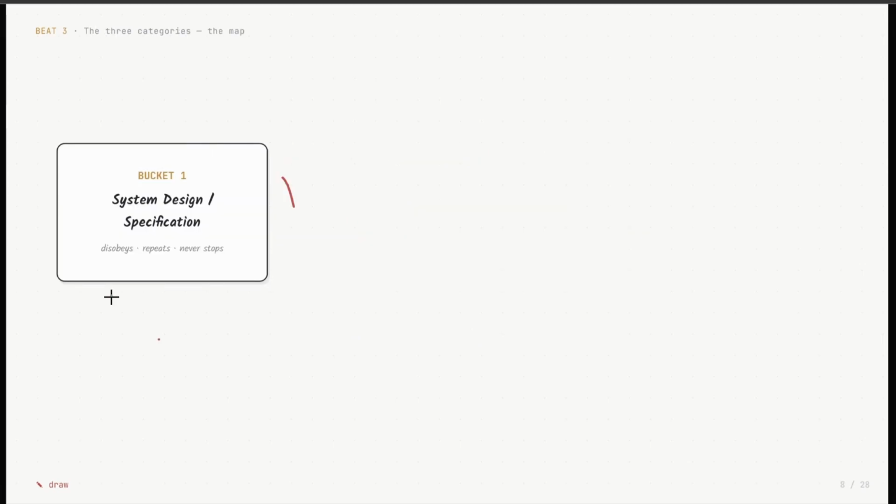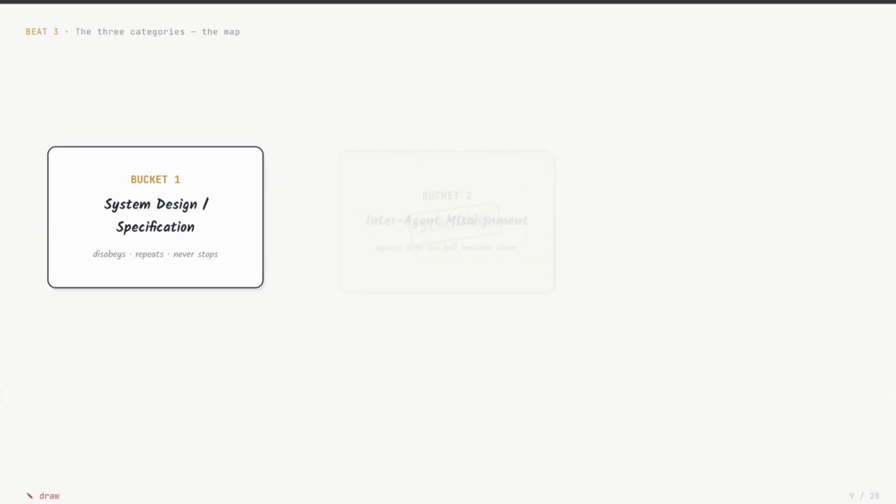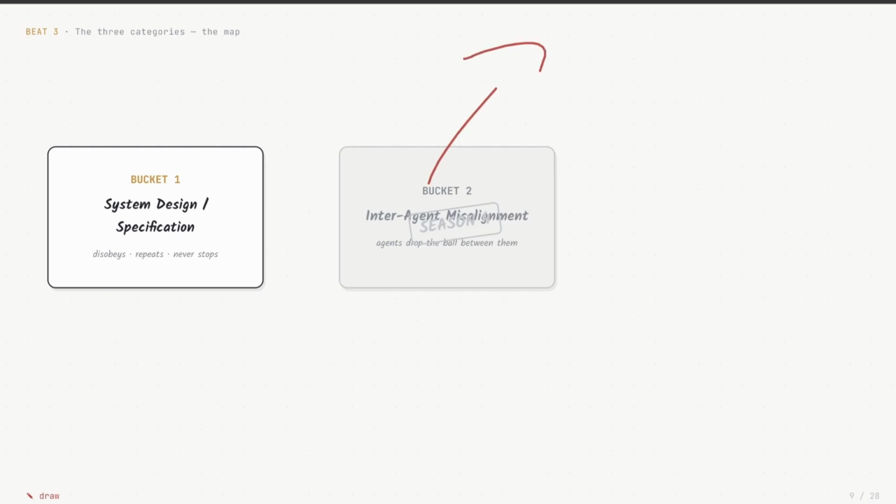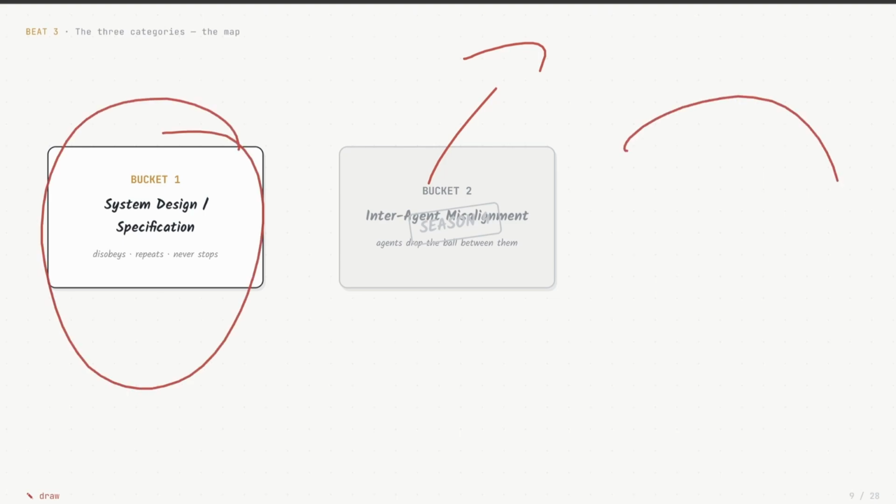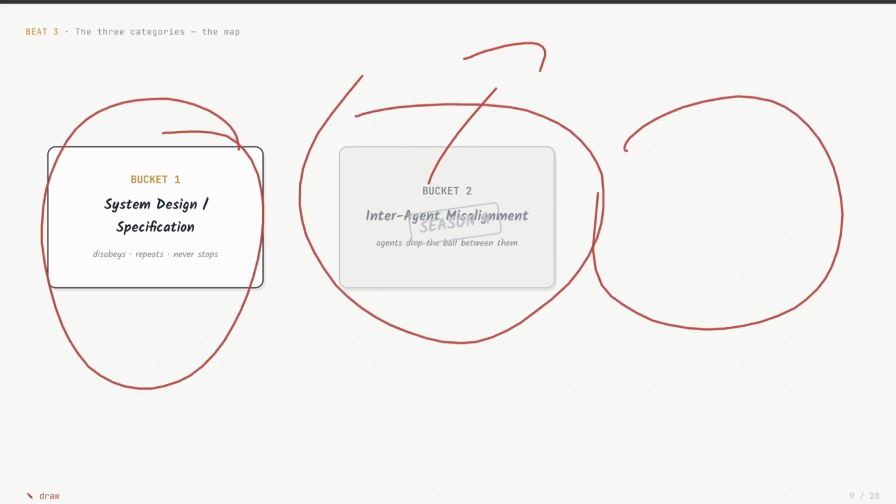So let's talk about categories. First of all, we have bucket 1, our first failure mode category, which is system design or specification failure. It happens when your agent is disobeying, repeating, or never stopping a certain request. So that's category number 1. Category number 2, we will see later on in season 4. For now, we will only talk about this bucket and the third bucket. I will just say one thing: this bucket is about inter-agent misalignment. So it's agents talking to each other and dropping the ball between them. This one needs more than one agent.